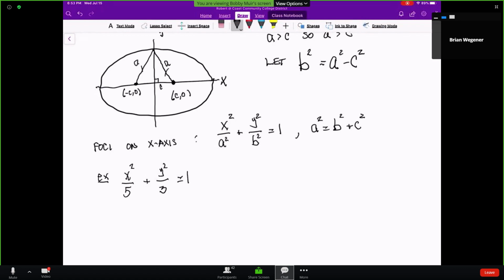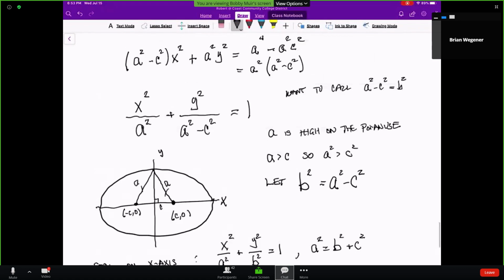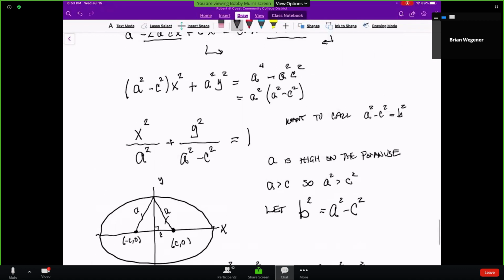Hey, Bobby. Yeah. Real quick though. Earlier in the problem, we had a to the fourth minus a squared c squared equals a squared minus c squared times x squared plus a squared y squared. What happened to what was on the left side of the equal sign? Or sorry, in your case, I think you had it on the right side, the a squared times a squared minus c squared. Talking about that piece? Yeah. Did we divide that through the other side?